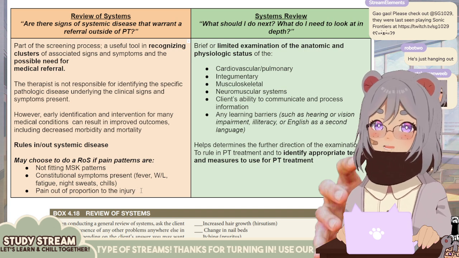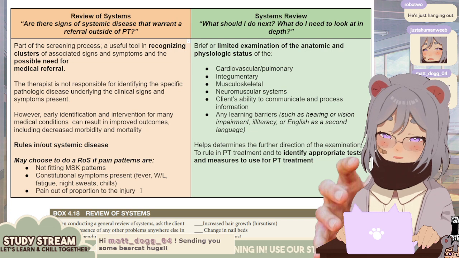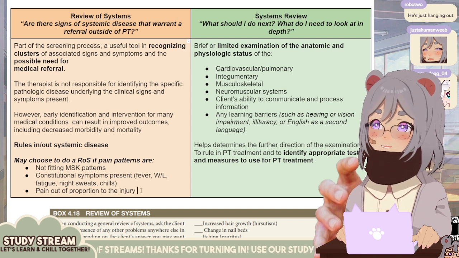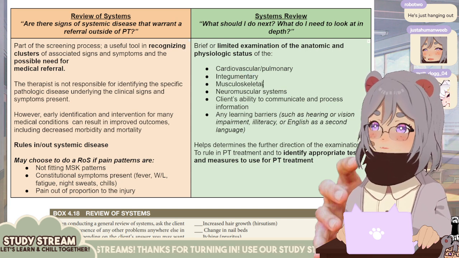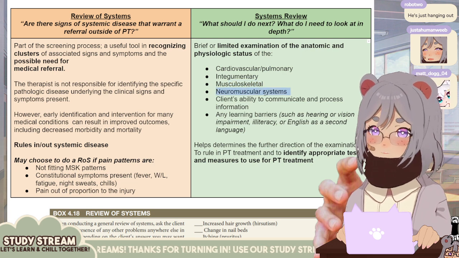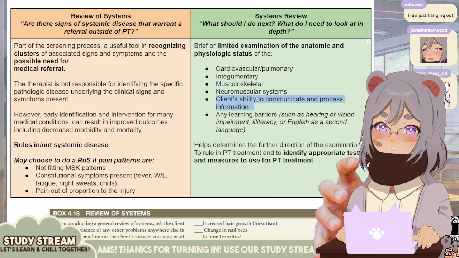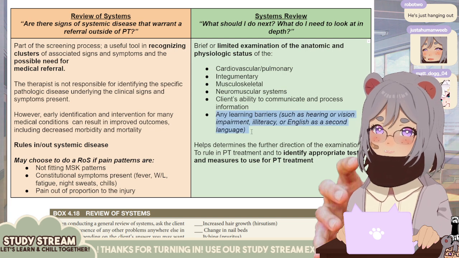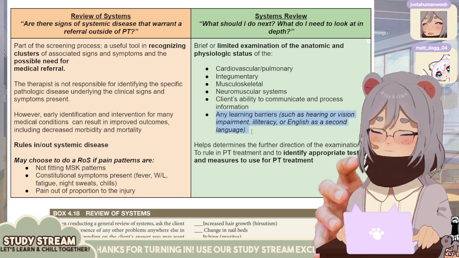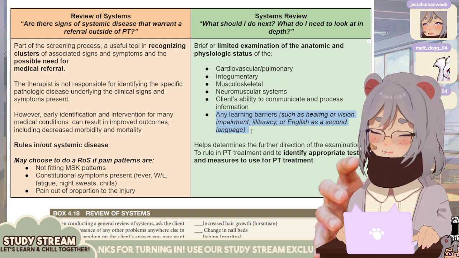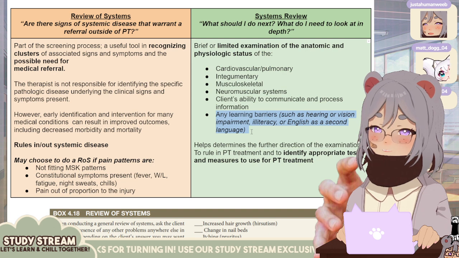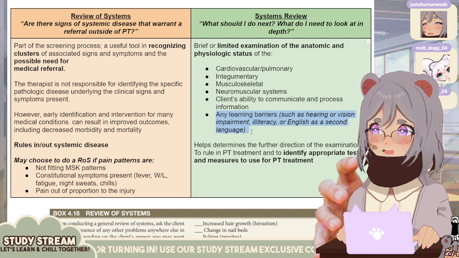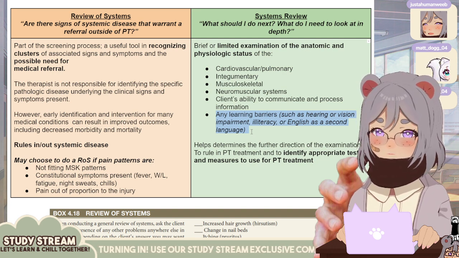Now, systems review is a review of body systems. So we're talking about cardiovascular, your heart, pulmonary, your lungs, integumentary, so the skin, musculoskeletal, your muscles, and neuromuscular system, which we'll talk about later, the client's ability to communicate and process information. Cognitive stuff definitely plays a big role, and so do any learning barriers, because the whole thing with rehab is not only getting your patient to be better by various exercises, it's the idea of, do they understand this? Patient education plays a big role in any medical field. If they don't understand it, then what's the point?